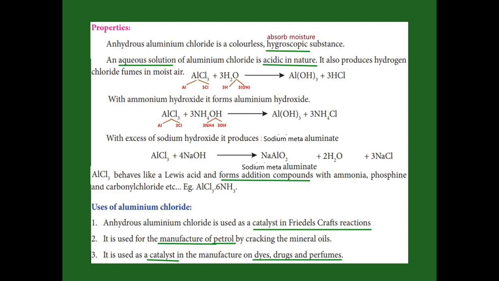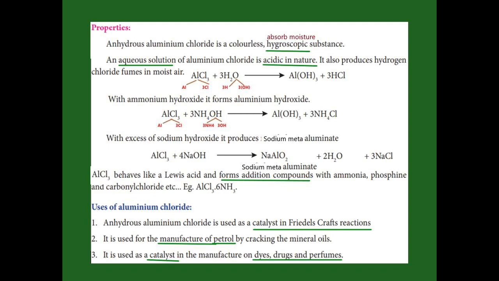The next one: the aqueous solution of aluminum chloride is acidic in nature. Aqueous means in the presence of water. The aluminum chloride in the presence of water splits into aluminum and chlorine, and water into H and OH. The aluminum reacts with the OH and gives aluminum hydroxide. Then the remaining chlorine with H gives HCl.